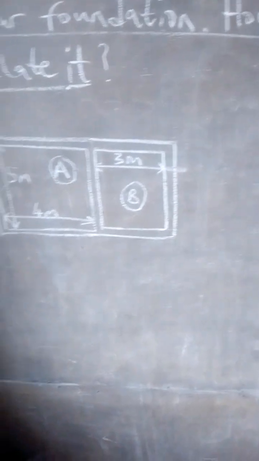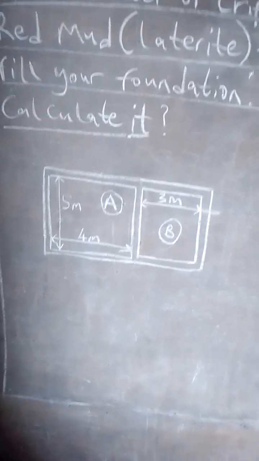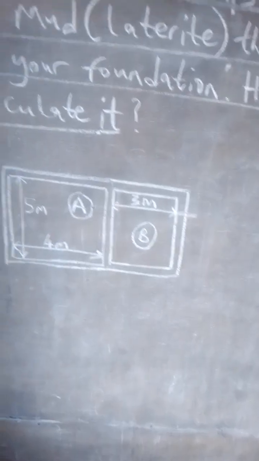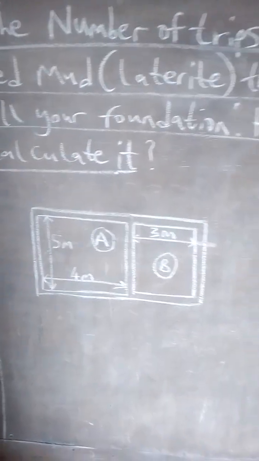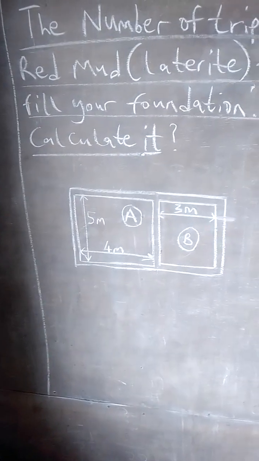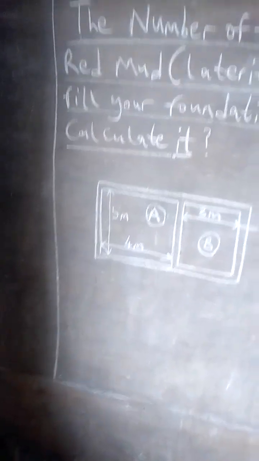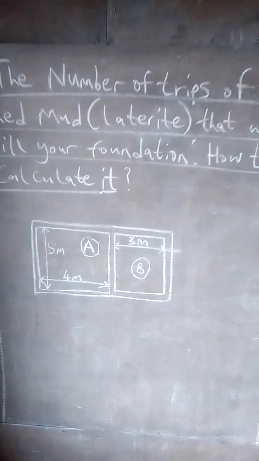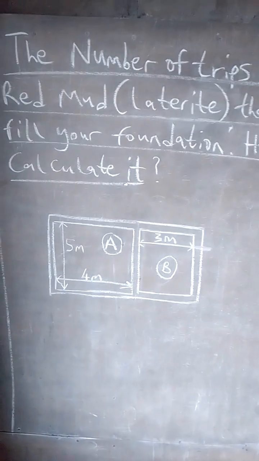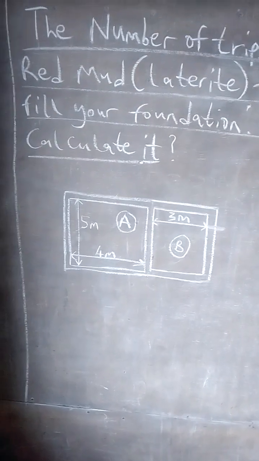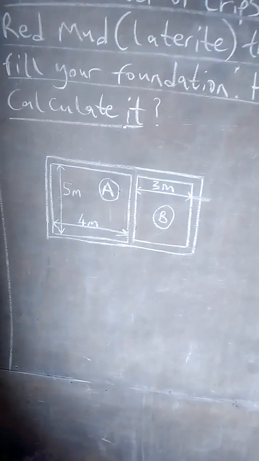That is an example. Now, the first thing that we need to know before this filling is this. You assume the type of vehicle that is going to bring the sand to you. Okay, let's say you are going to use a tipper. We know tipper. And each trip of tipper always carries 5 meter cube of red mud. That is the volume that a tipper can carry.